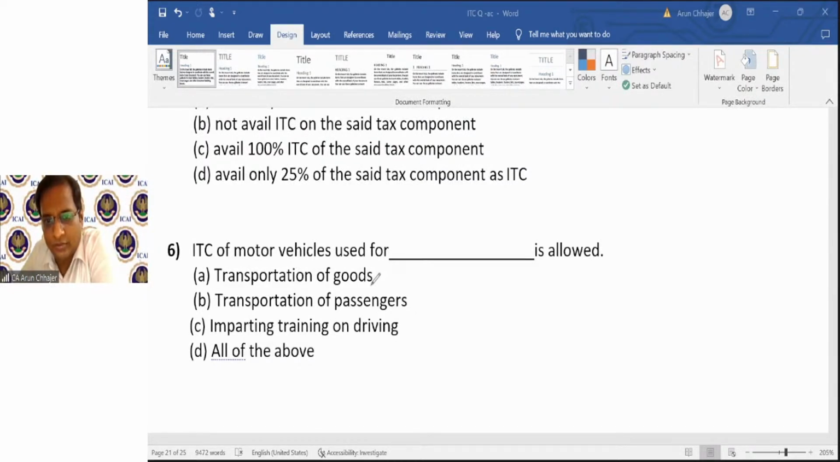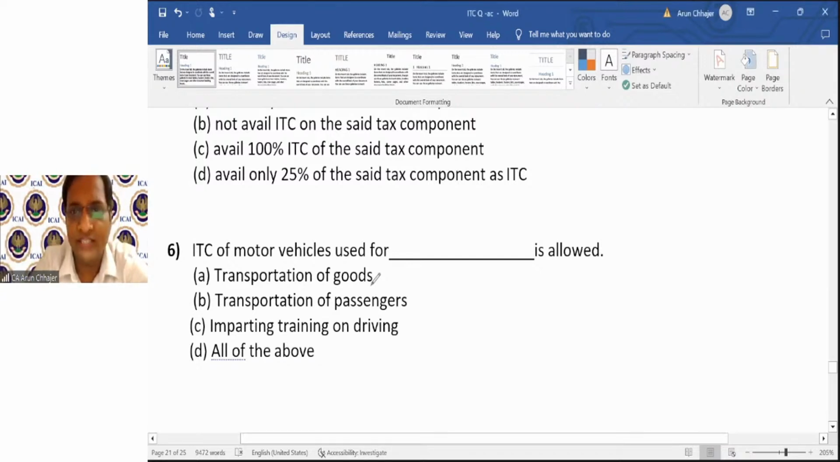Again, there are two options. Most of the participants are with the right answer. The right answer is D, all of the above. Why, sir, all of the above?